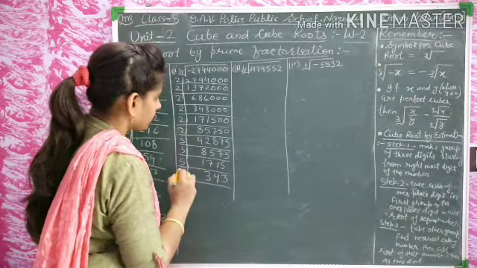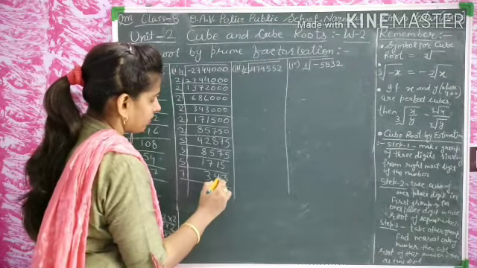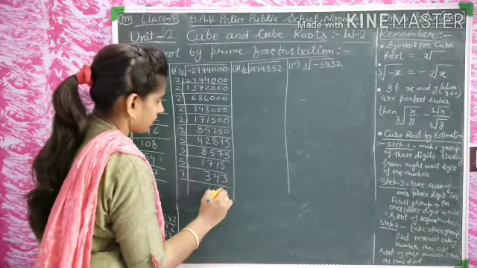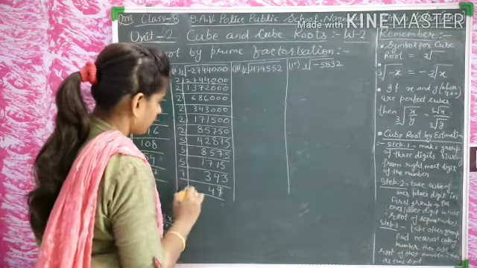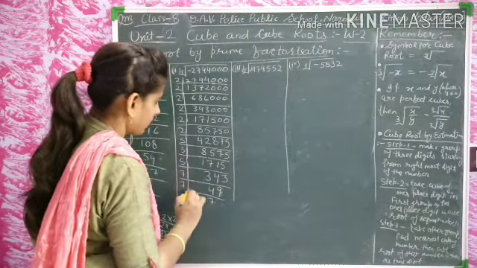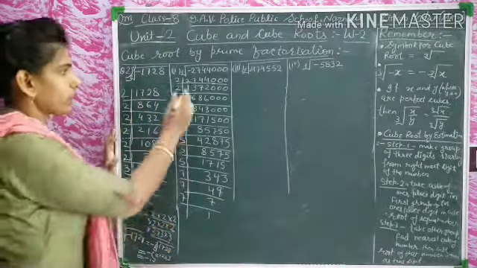Now this is dividing by 7. 7 4s are 28, and 7 9s are 63. Now 7 7s are 49. Now 7 1s are 7. These are the prime factorization of this number.